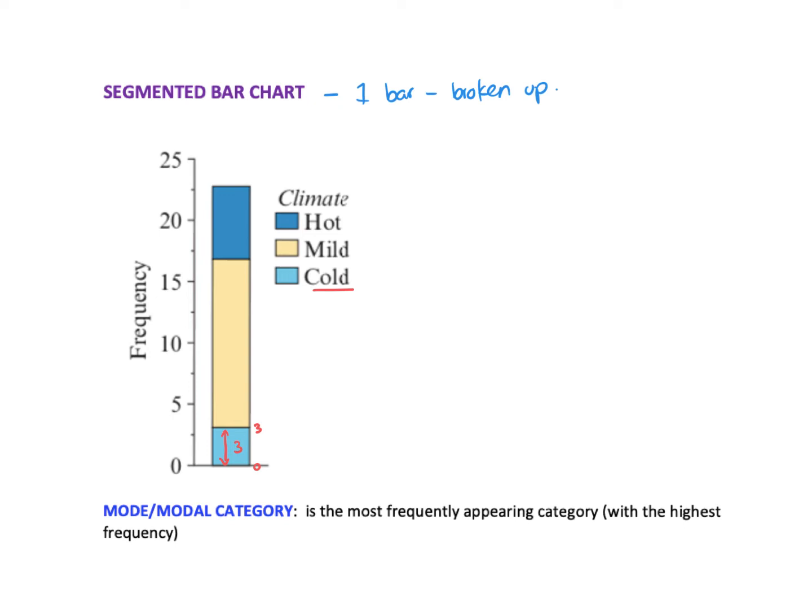Now because this one goes from say 3 up to 17, we can see that this category has a frequency of 14, and then this one goes from 17 up to 23, so we can see there's 6 units in there. So you can do that, and then also you could have the same where you had a percentage frequency.